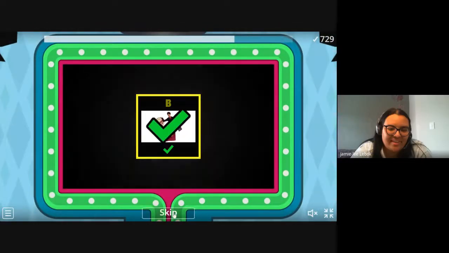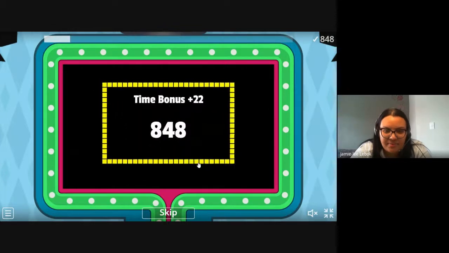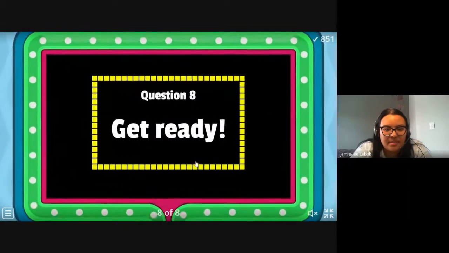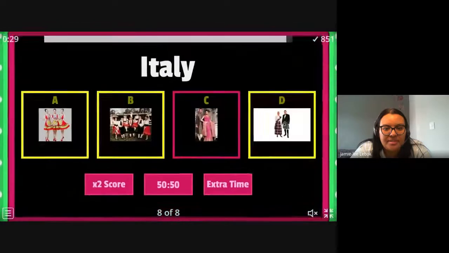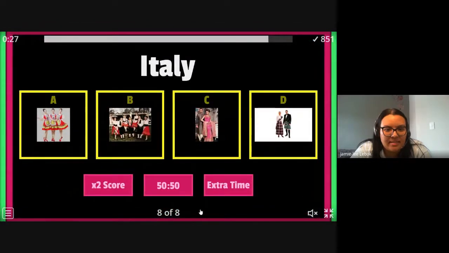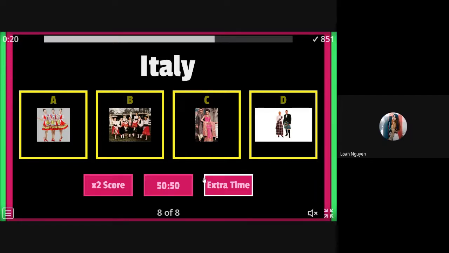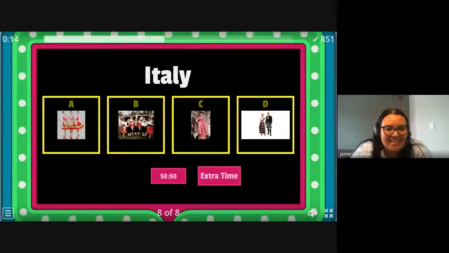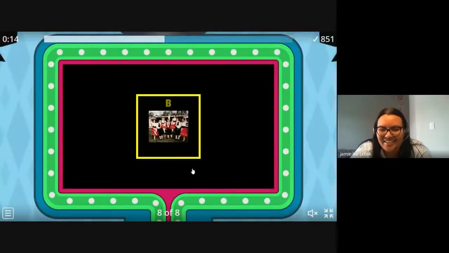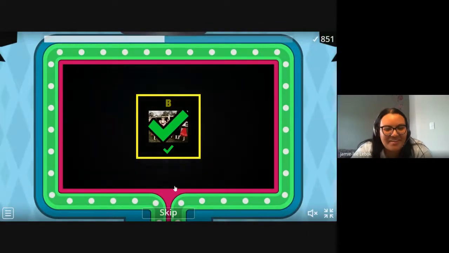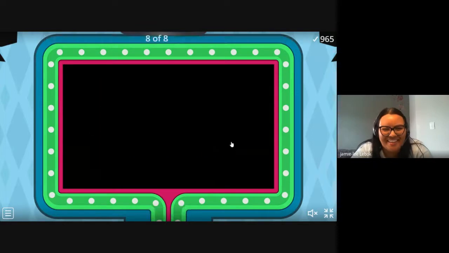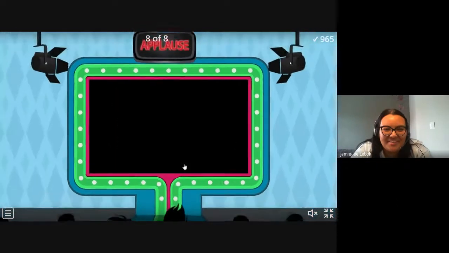Good job. And our last question is for you, Luon. Which picture is from Italy? I choose picture B. I think it's C. Oh, it is B. Oh, okay. Well done, Luon. Okay. I would have gone for C.